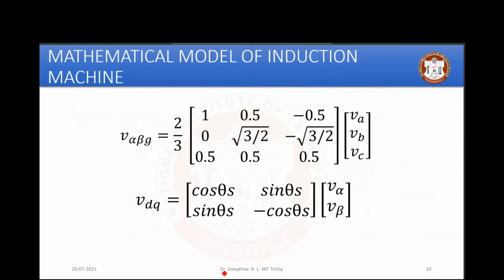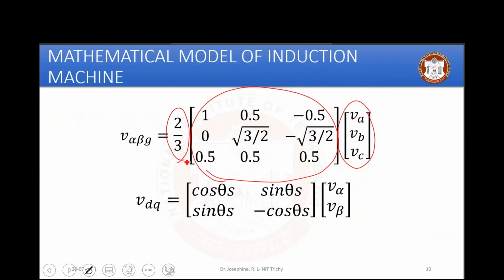Now this is like alpha beta reference. If you have ABC sequence, you just have to multiply with this equation. Why is there 2 by 3? There are only two functions here, alpha and beta, but ABC is 3. If you take the power for 3 phases, it is different, but here you have only 2 phases. Obviously, the power generated by alpha beta should be equal to the power generated by 3 phases.